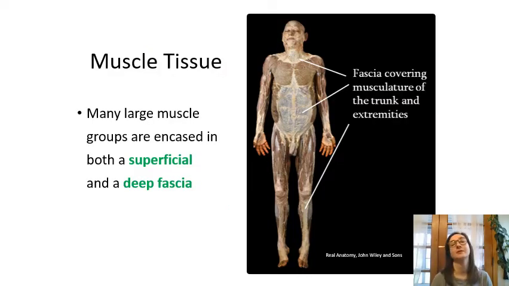Okay, so if that wasn't enough connective tissue for you, there's more. We also have fascia. Fascia is connective tissue that's going to connect multiple different muscles together, right? Here we're looking at a cadaver. We can see a big sheet of fascia here that's surrounding all of the abdominal muscles. So fascia is what's going to connect multiple different muscles together.